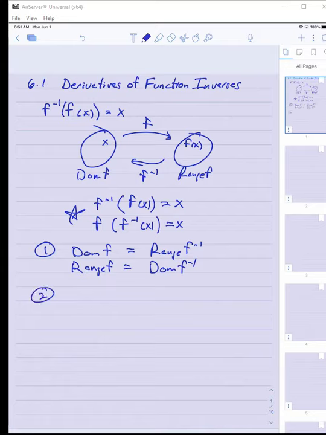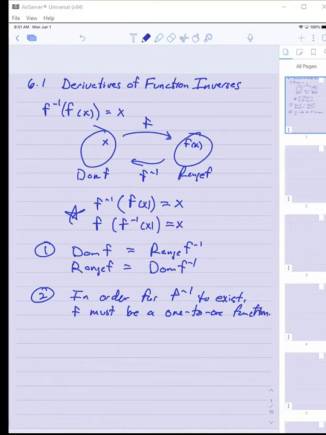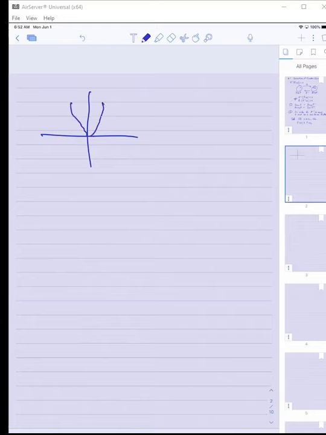The second fact was that in order for the inverse function to exist, that is, in order for there to be an inverse function, f must be a one-to-one function. And you may recall the definition for one-to-oneness is if x1 and x2 are two input values that are not equal, then the corresponding output values also must be unequal. So for example, when we think about the graph y equals x squared, if this is 1 and this is negative 1, we know that f of negative 1 and f of 1 are the same value. They're both 1. So this is not a one-to-one function.